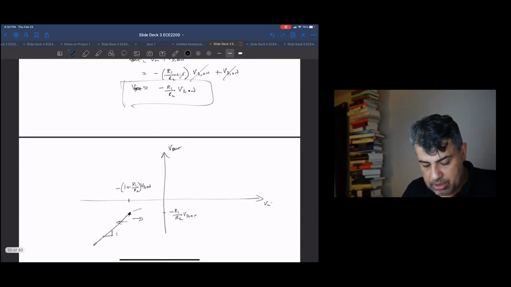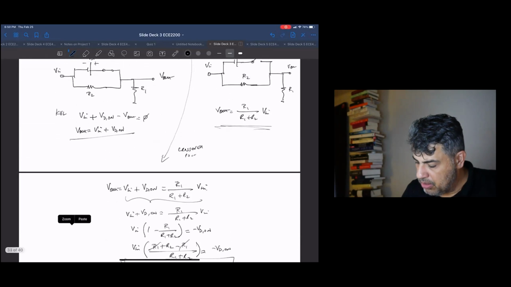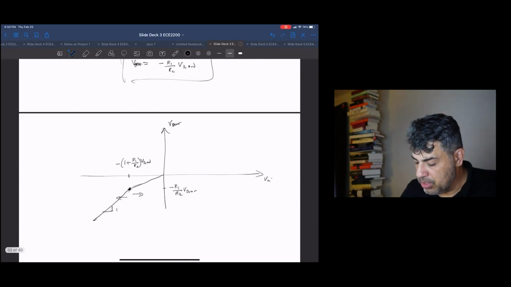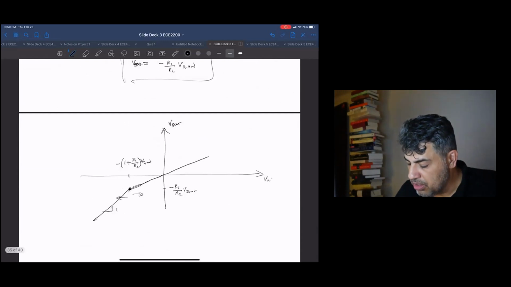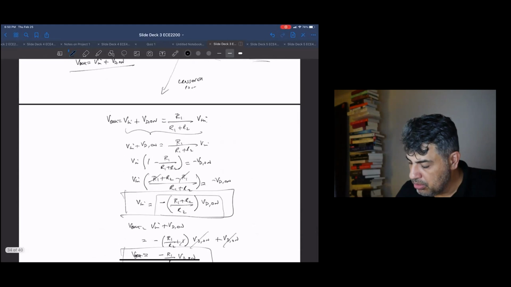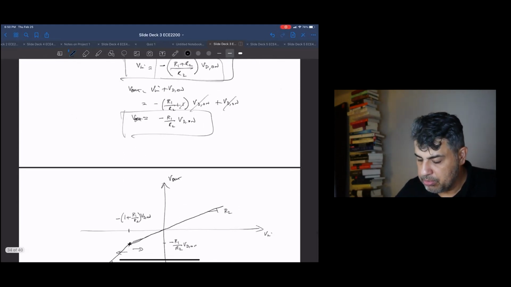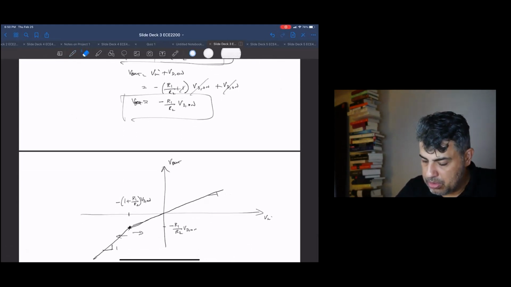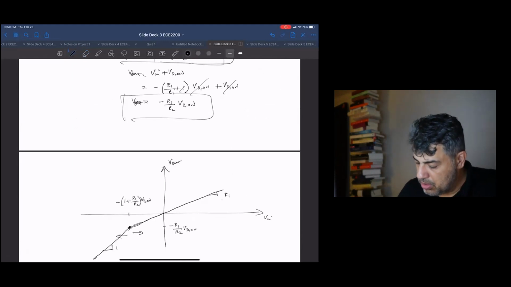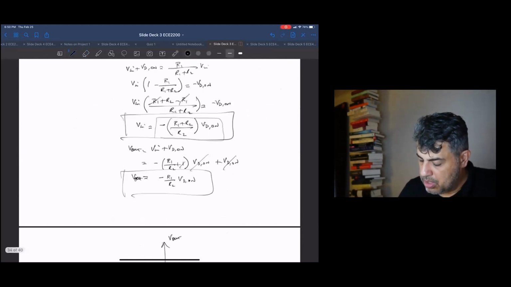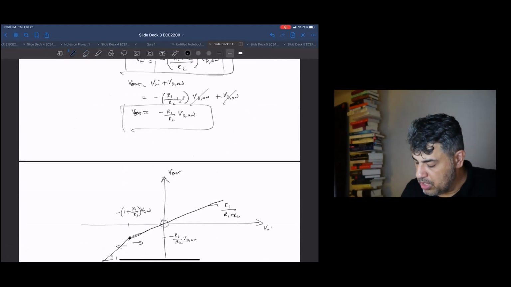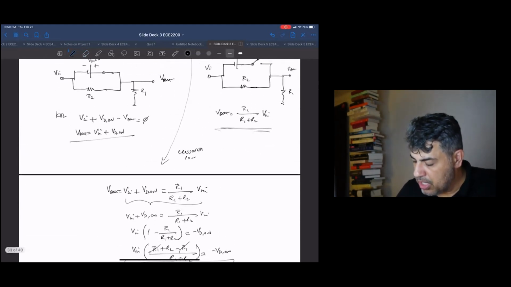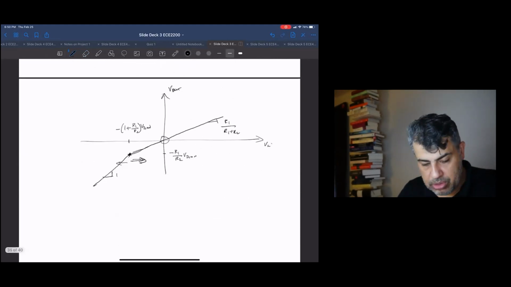So, I guess it does go through the origin still. Sorry, I guess it does go through the origin. So V out at R2, was it R2 over R1 plus R2? No, it's R1 over R1 plus R2. And the reason I know it goes through the origin is anything above here has to follow this equation. So when V in is 0, V out is equal to 0.